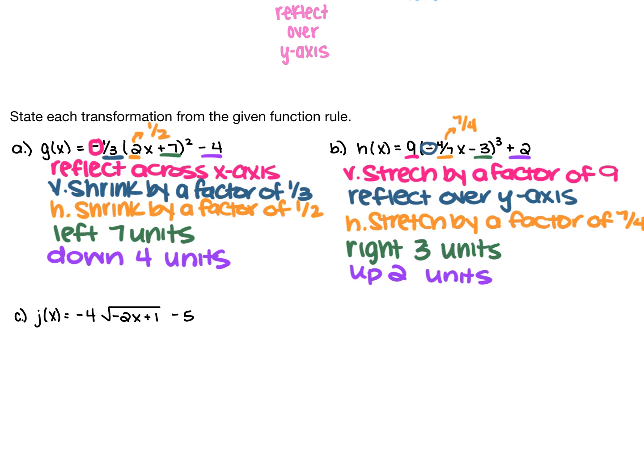For example C, we have j of x is equal to -4 times the square root of -2x plus 1 minus 5. Start with your negative that's in front of the 4. That reflects vertically, so that's going to be across your x-axis.